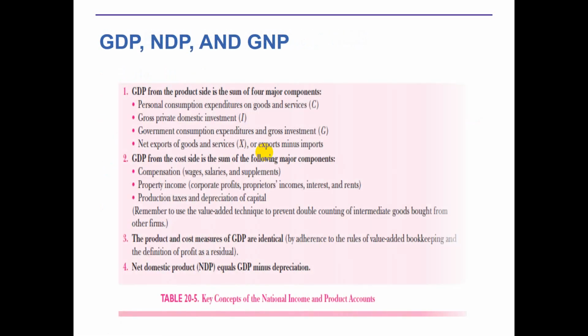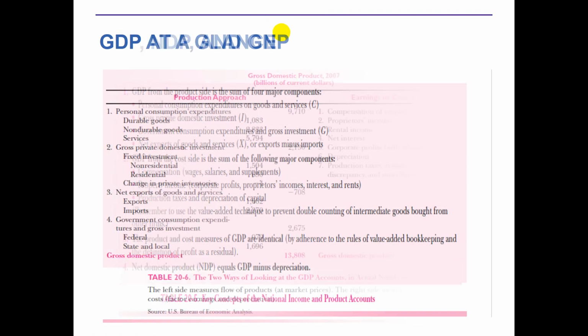Now we'll conclude with the difference between GDP, NDP, and GNP. I've already told you what GDP is. NDP is GDP minus depreciation, which gives the net domestic product, and this is also called national income. On the other hand, GNP is a national measure. If you want to calculate Pakistan's GNP, then we have to take the income of Pakistanis who are working abroad and sending money back to Pakistan. So this is called GNP.